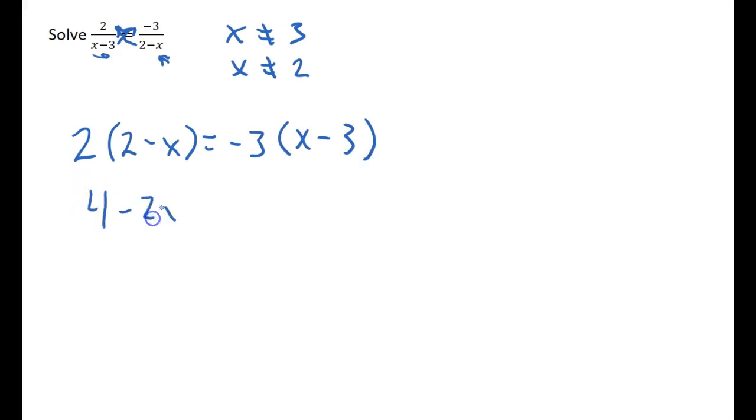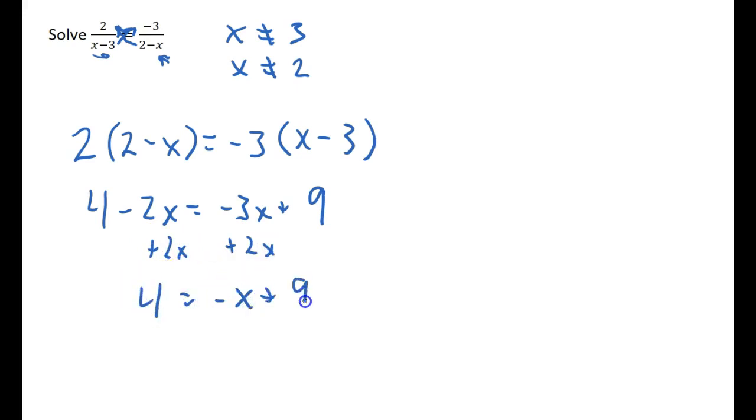So I get 4 minus 2x equals negative 3x plus 9. And let's add 2x to both sides. And I get 4 equals negative x plus 9. And let's subtract 9. Negative 5 equals negative x. So x equals 5. And that is okay. We just can't let x equal 2 or 3. 5 is perfectly acceptable, so that's our answer.